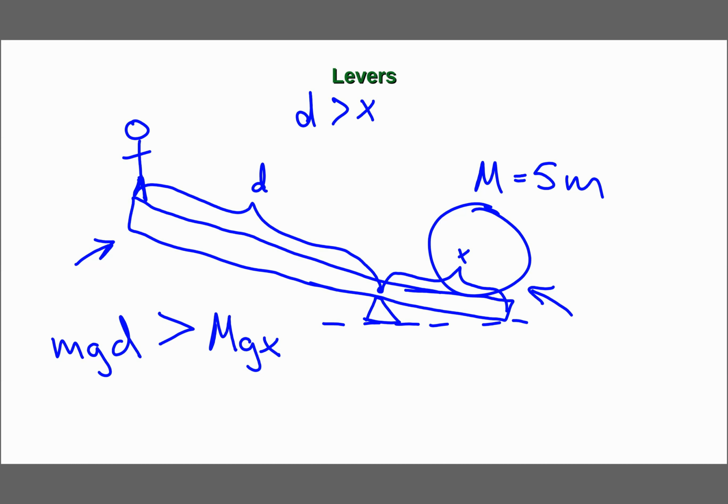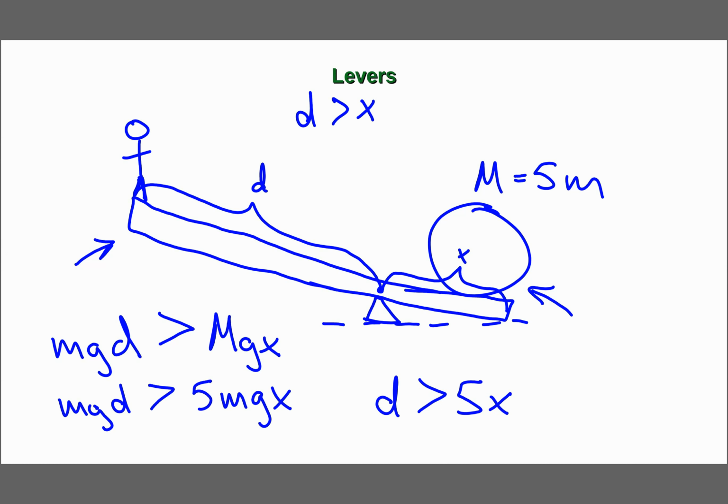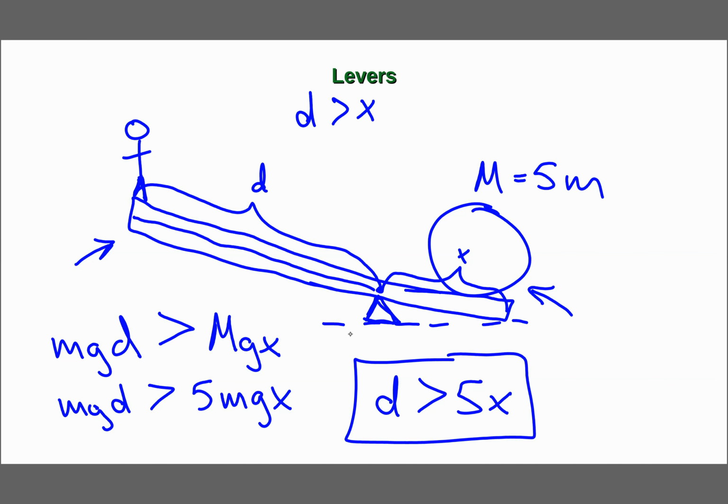That's going to mean that my object has some angular acceleration after this. Okay? So what does that mean? It means that mgd is greater than 5 mgx, and then canceling all the similar terms, it means that d has to be greater than 5 times x. Okay? So if I want to move an object that weighs 5 times what I weigh, I can create this lever system, and I can just make D over here, this length, 5 times the length of this length. Okay?